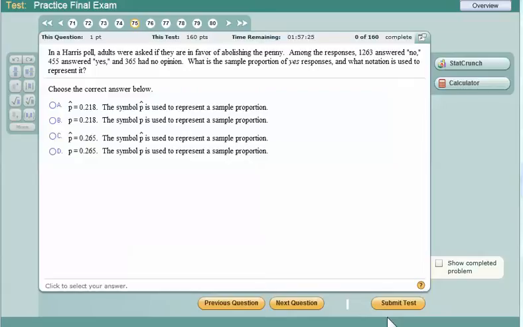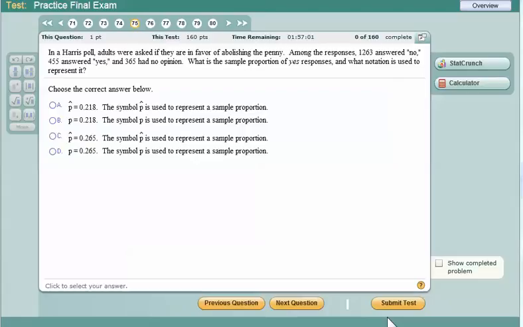1,263 answered no. Maybe they are just the penny lovers. They like the picture. 455 answered yes, and 365 had no opinion. What is the sample proportion of yes responses, and what notation is used to represent it?